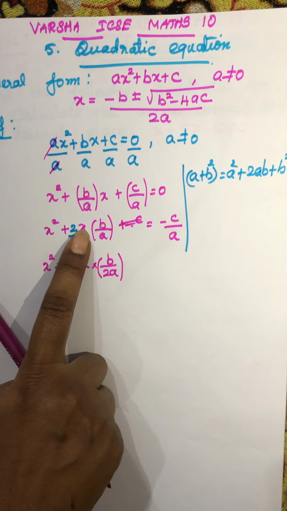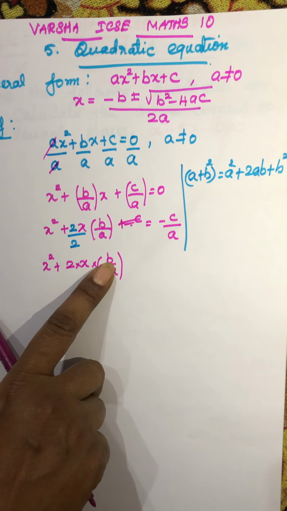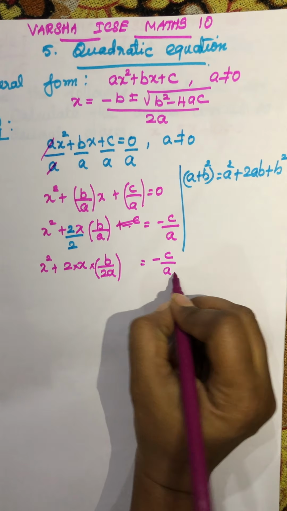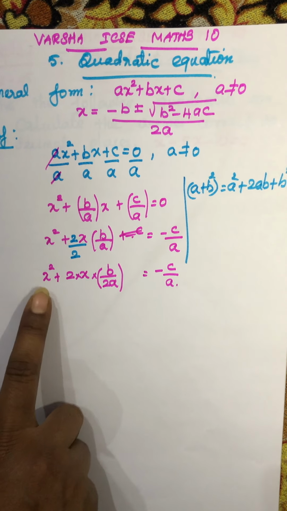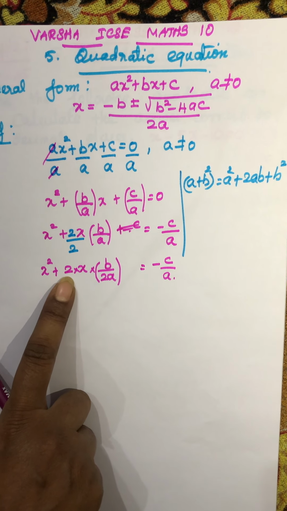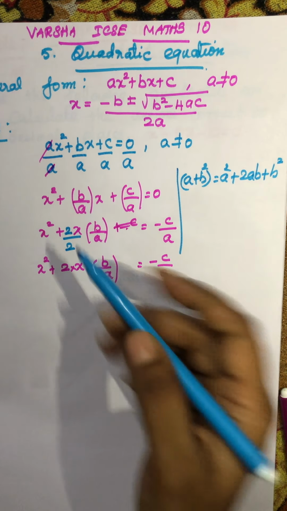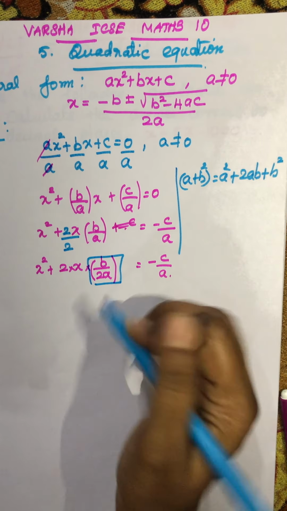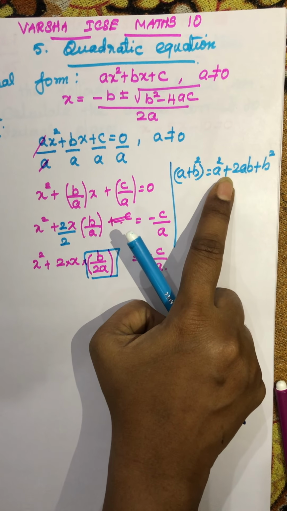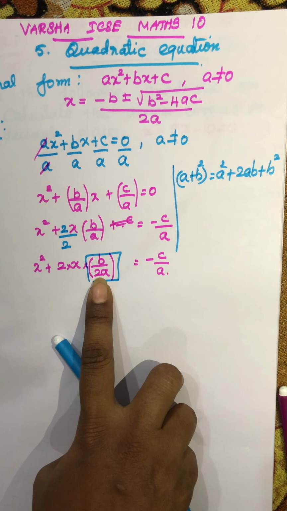So this 2x, this 2 into 2a, again this b is here. So this is minus c by a. Okay students, now see the term. This is the x squared term, meaning a squared term. This is plus 2ab. So what is your b here in this formula? As in the formula, this is your b. See, a square plus 2ab plus b square. So what is your b? b is the b by 2a term.